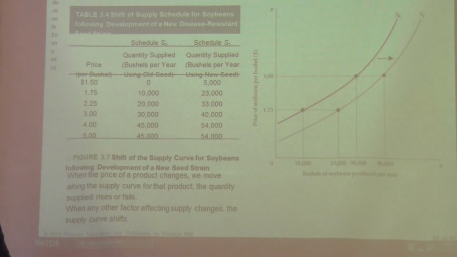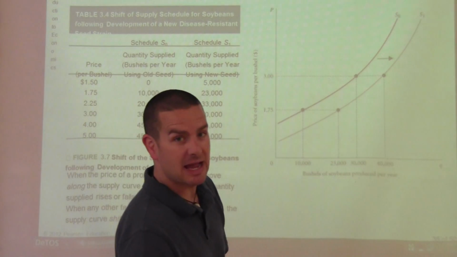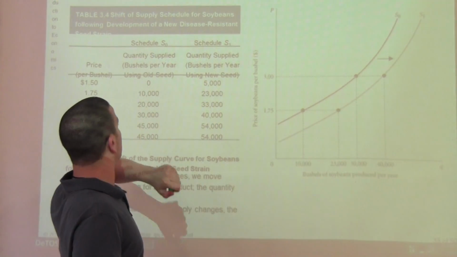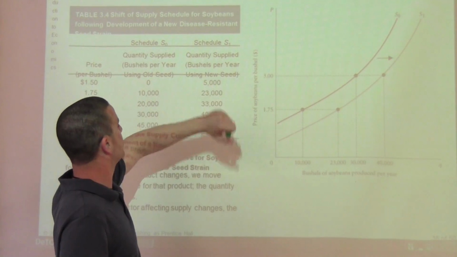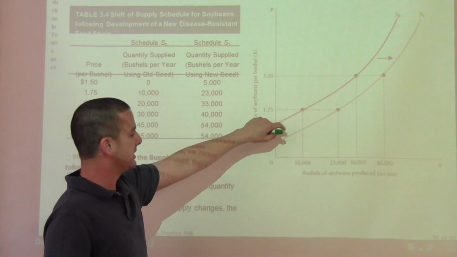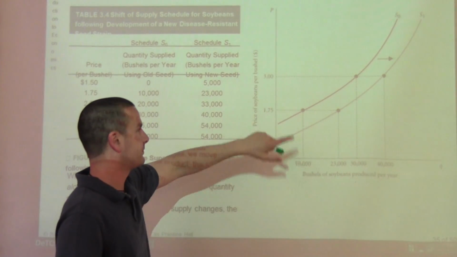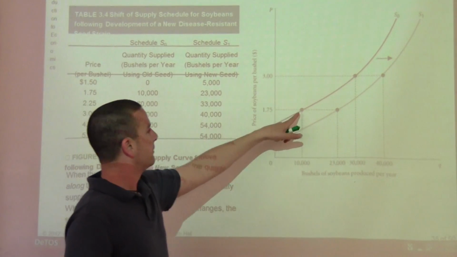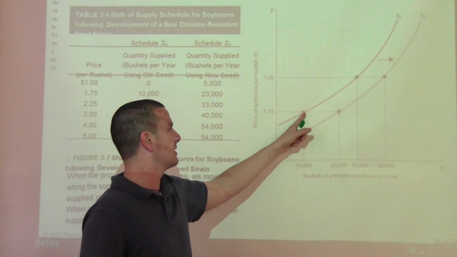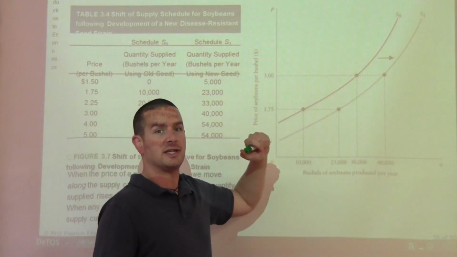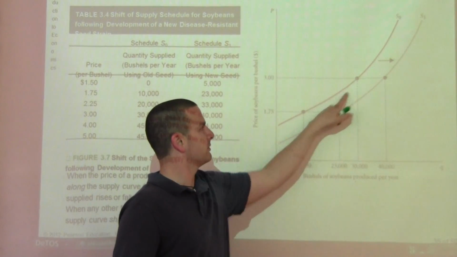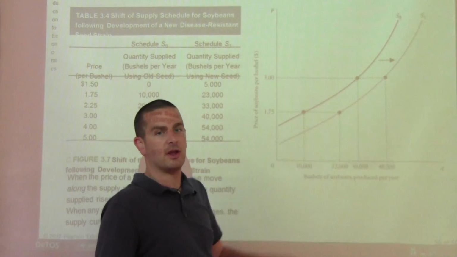As we can see here, just like we did with demand, if a price changes, what are we looking at here? We're looking at bushels of soy per year. And this is slide 35. If we're here and the price of a bushel changes, then we're going to change the quantity supplied, which means we're going to slide along the curve.